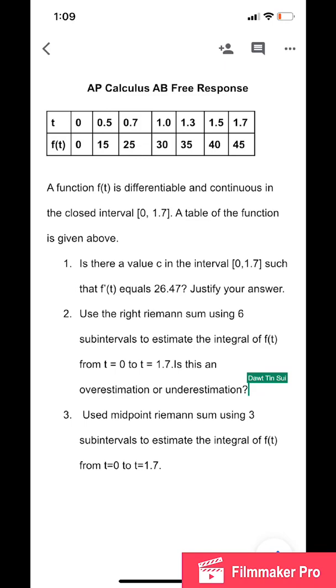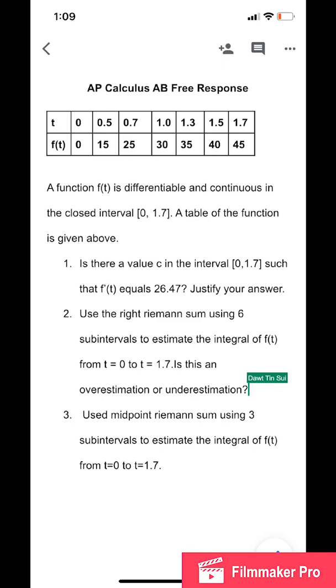And for the last question, it asks, use the midpoint Riemann sum using 3 subintervals to estimate the integral of f of t from t equals 0 to t equals 1.7. And this should be a really simple one. So you earn 1 point for recognizing the midpoint of each interval, which in this case would be 15, 30, and 40. And then you earn another point for correct work.